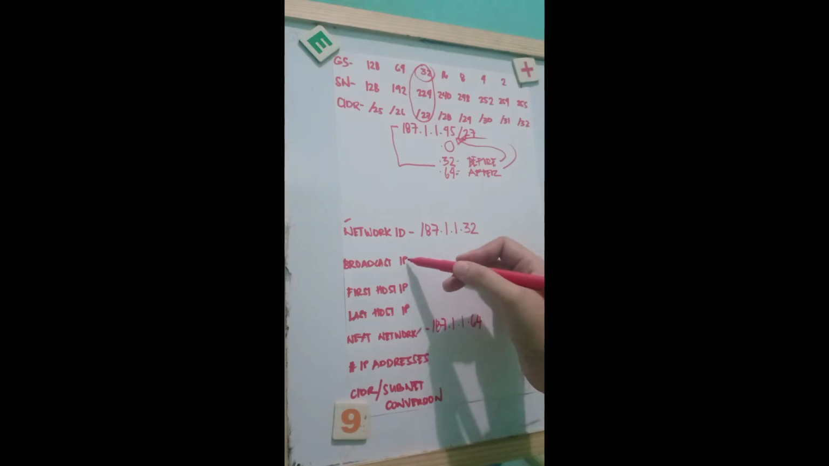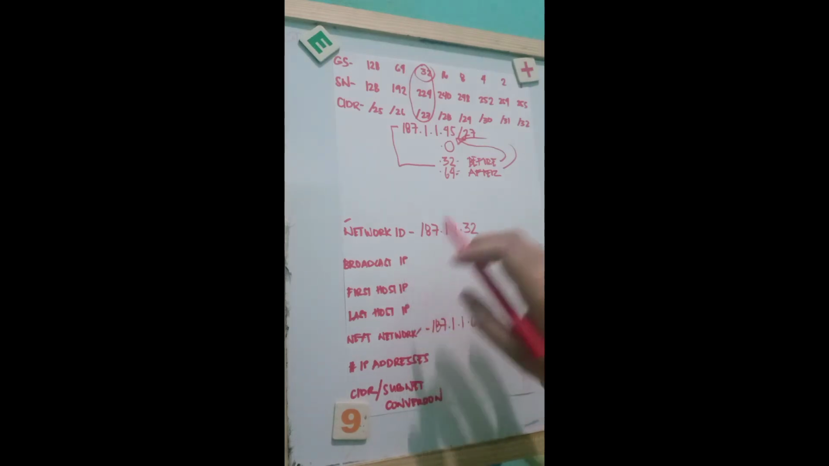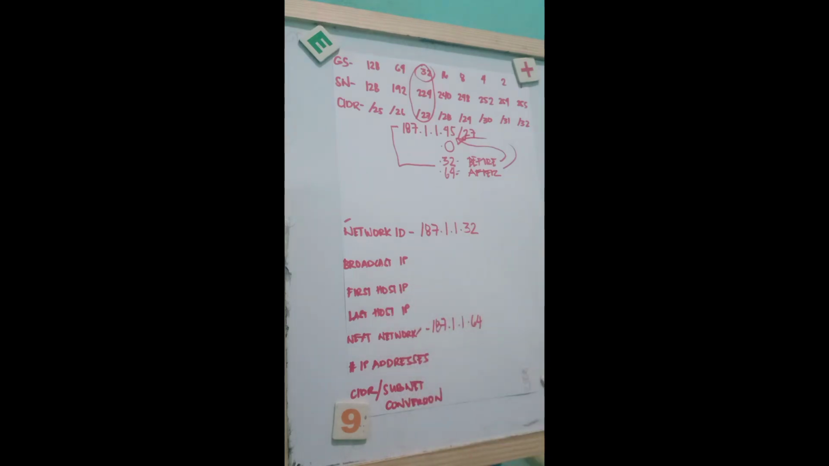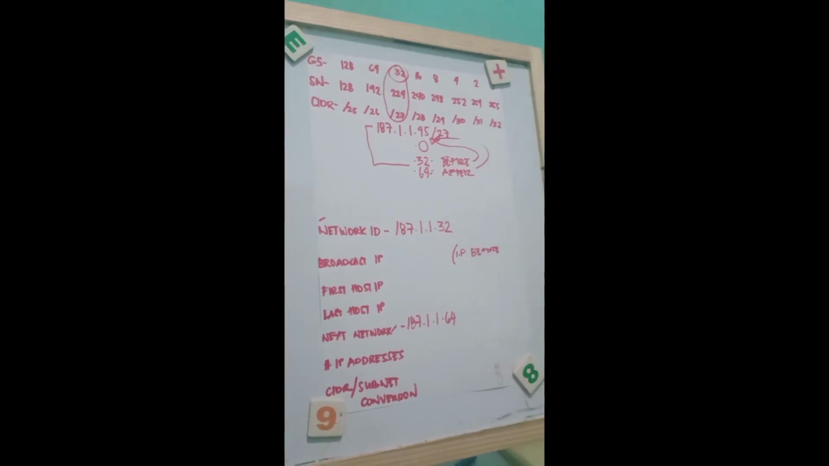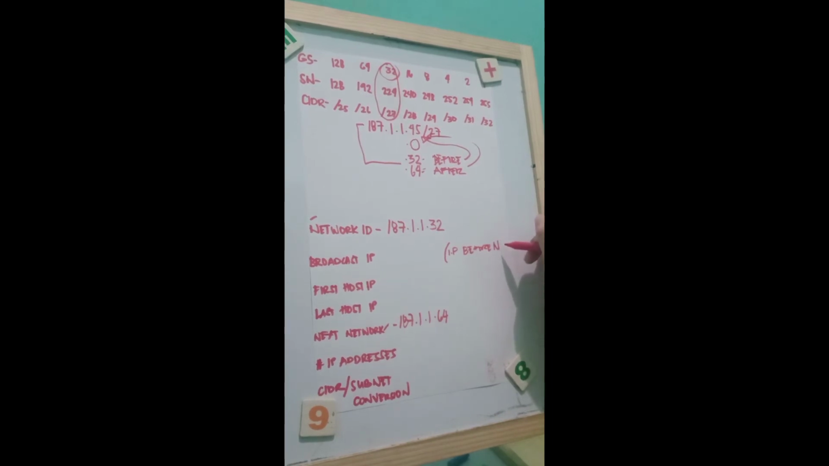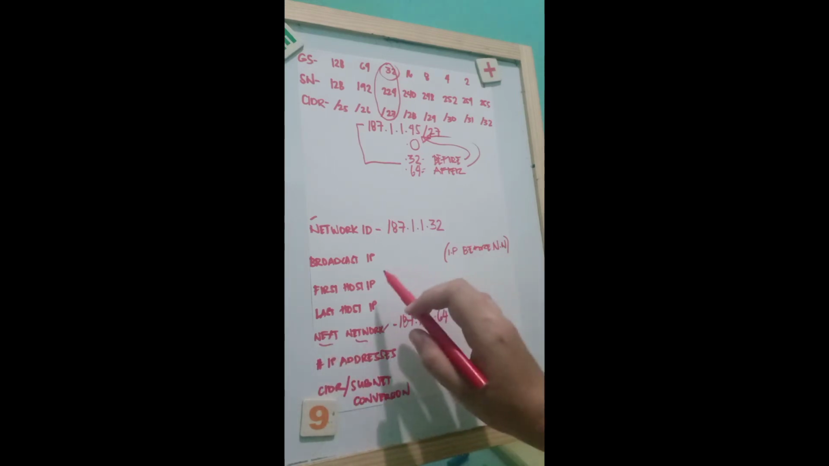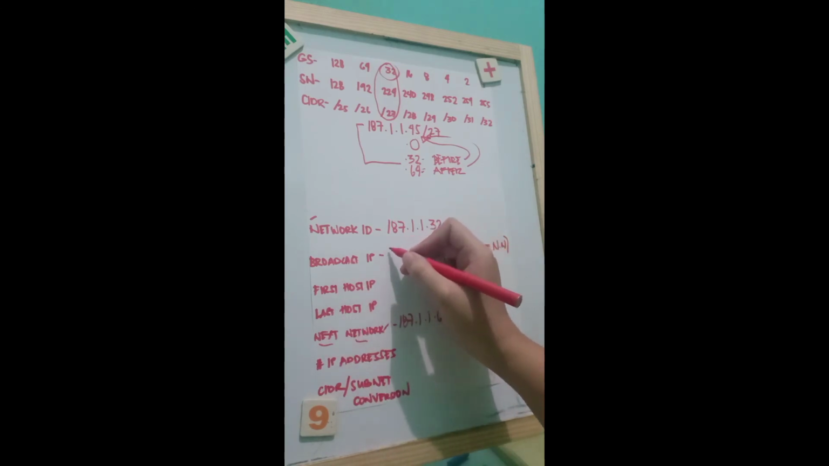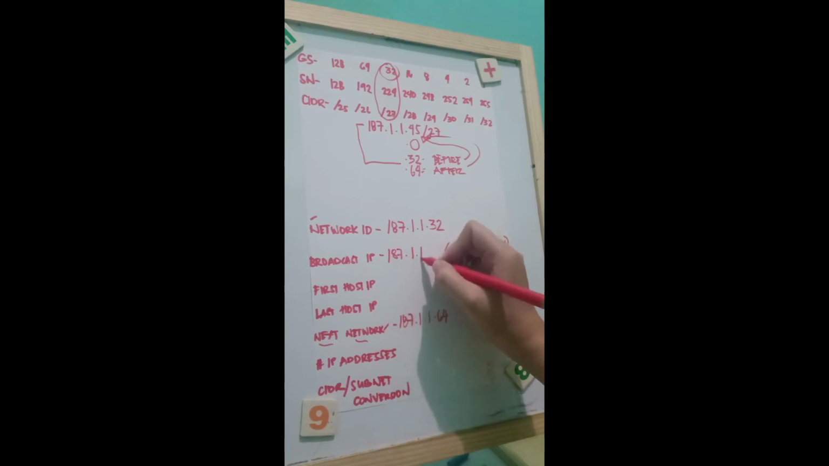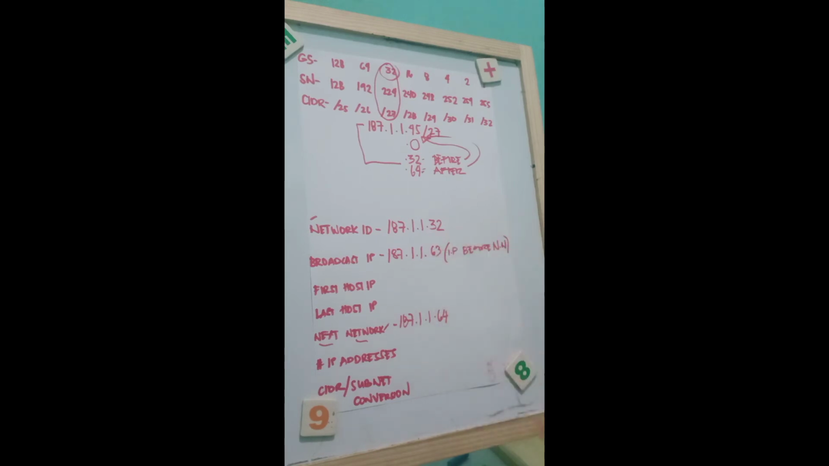Next, the broadcast IP. To locate our broadcast IP, we have to look at the IP before the next network. This is the next network, so we look for the IP before it. Therefore, our broadcast IP is 187.1.1.63. Okay, 63 is before 64.